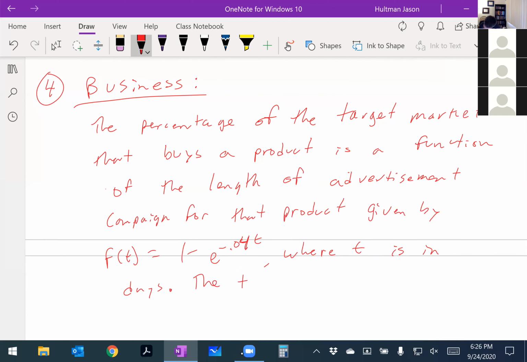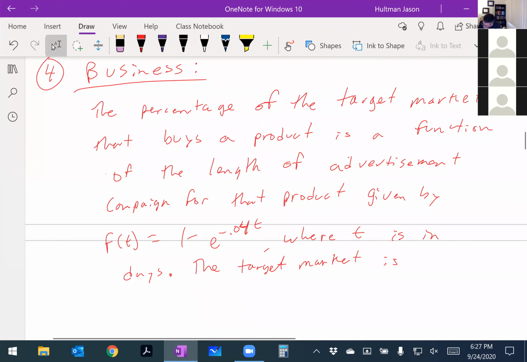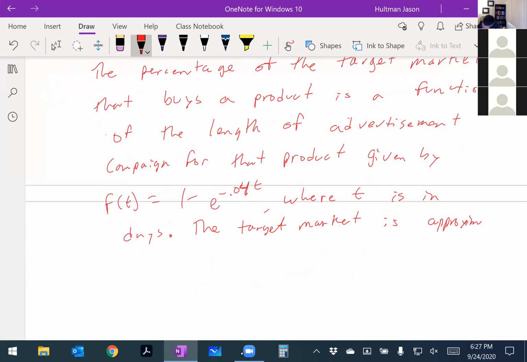The target market is approximately 1 million people, and the price per unit is $1.50 per day.